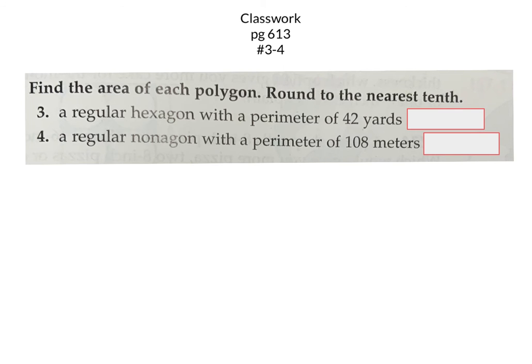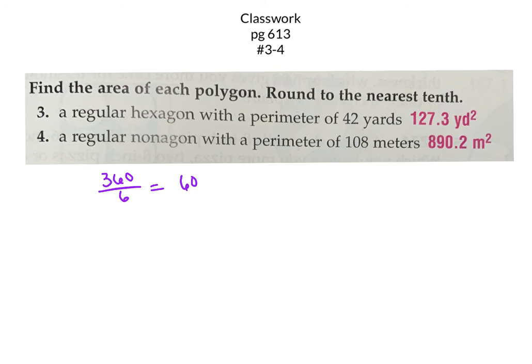All right, let's go over these. A regular hexagon with a perimeter of 42 yards. You should have gotten 127.3 square yards. And then a regular nonagon with a perimeter of 108 meters. You should have gotten 890.2. All right, so let's look at the first one. How many sides does a hexagon have? 6. So I'm going to take 360 divided by 6, which gives me what type of angle?